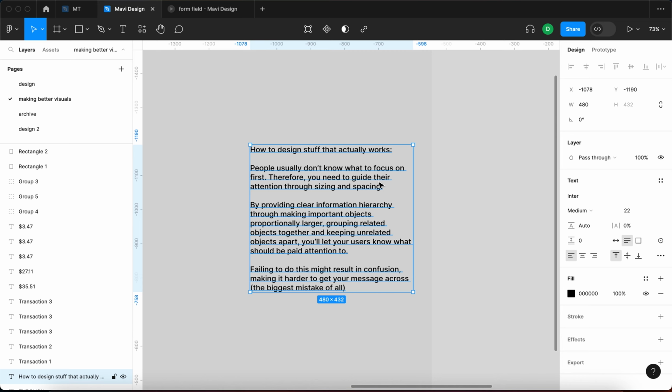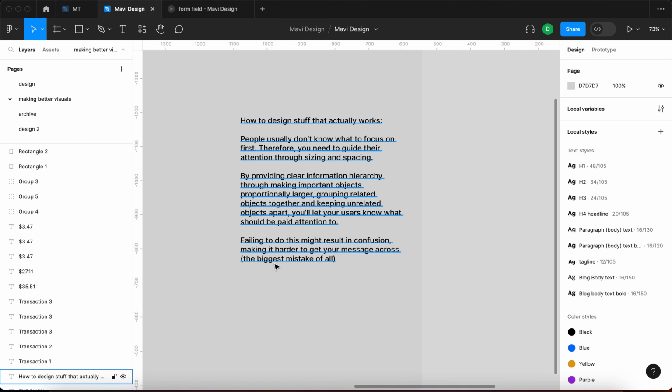Therefore, you need to guide their attention through sizing and spacing by providing clear information hierarchy through making important objects proportionally larger, grouping related objects together, and keeping unrelated objects apart. You'll let your users know what should be paid attention to first. And failing to do this might result in confusion, making it harder to get your message across, which is the biggest mistake of all.